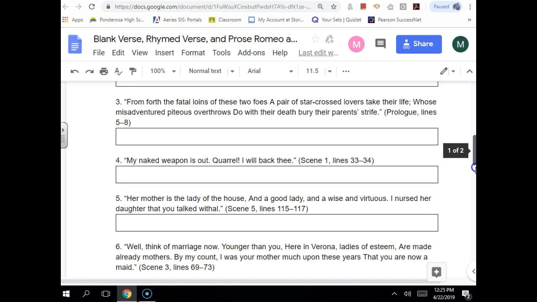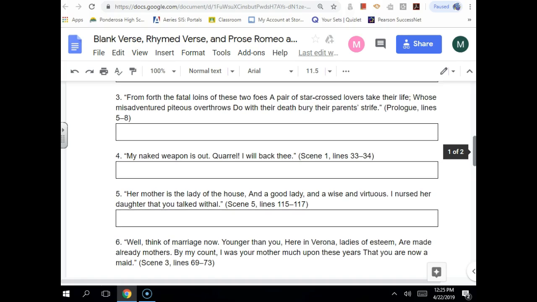From forth the fatal loins of these two foes, a pair of star-crossed lovers take their life, whose misadventured, piteous overthrows do with their death bury their parents' strife.